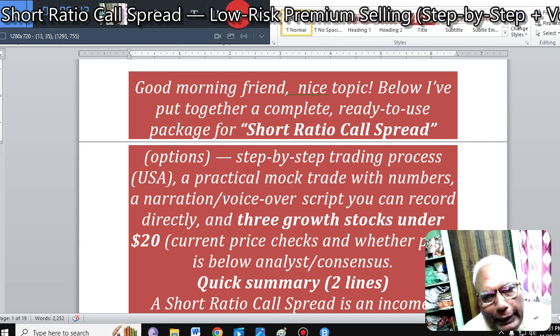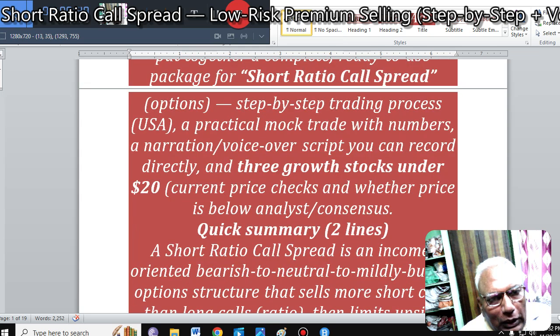Below, I have put together a complete, ready-to-use package for a ratio call spread, an options trading step-by-step process in the USA: a practical mock trade with numbers, a narration voice-over script you can record directly, and 3 growth stocks under $20. Current price checks and whether price is below analyst consensus.